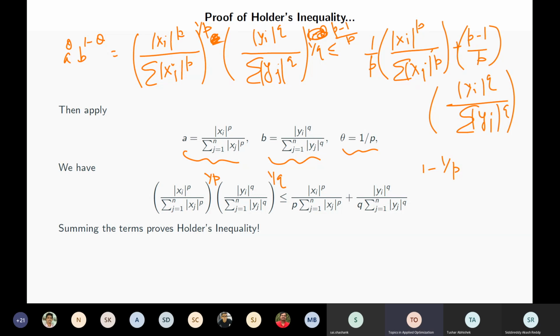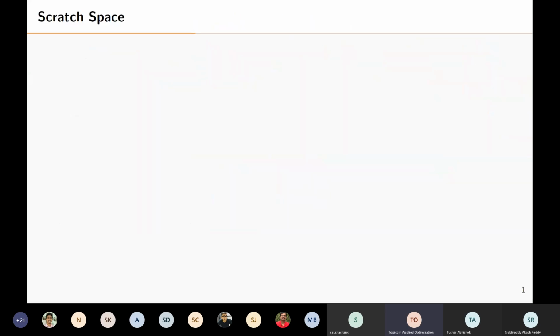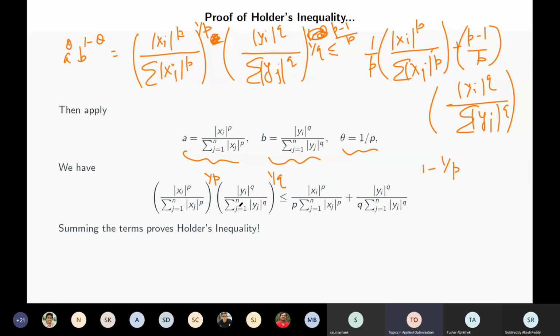And then if we sum the terms on both sides, then we will get back the original inequality. So the original inequality gives us what? If we sum the terms, in the left hand side, what do we have?